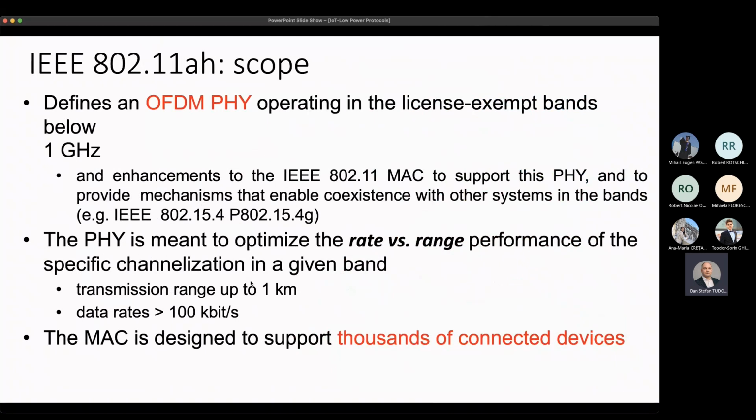As a scope, it defines a physical layer operating in license-exempt bands below 1 gigahertz, so 868 in Europe and 900 megahertz in the States. It's optimized for range and low data rate. So you have a transmission range of up to 1 kilometer in this frequency band, and the data rate is around a few hundreds of kilobits per second. And most importantly, because it's tailored to IoT, the MAC itself is designed to support thousands of these connected devices.